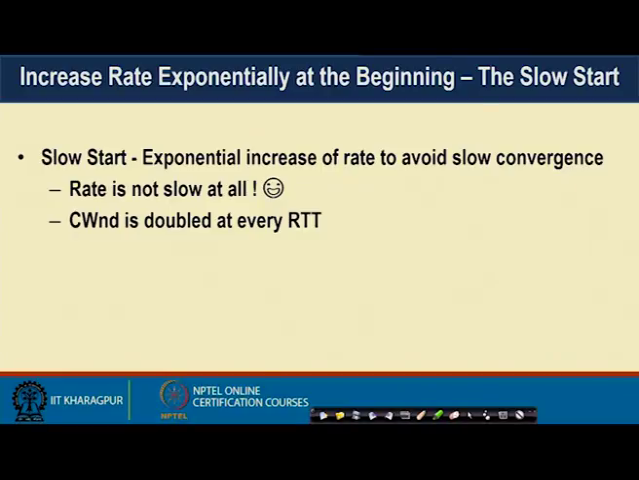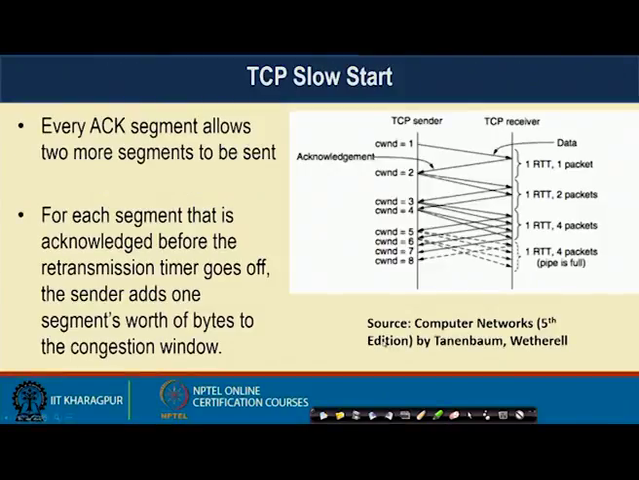So, rather than an additive increase, initially we do a multiplicative increase by doubling the congestion window at every round trip time. That is the notion of TCP slow start: every acknowledgement allows 2 more segments to be sent. For each segment that is acknowledged before the retransmission timer goes off, the sender adds 1 segment worth of bytes to the congestion window.